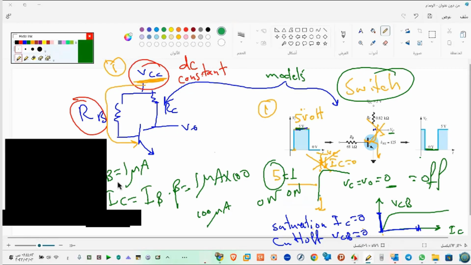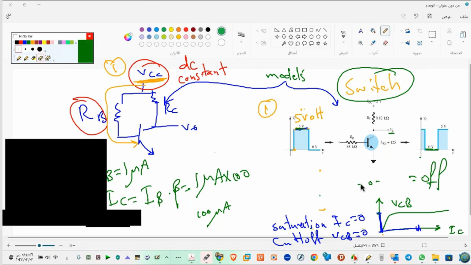See here again, I have one here, that means saturation. IC is 0, no current here. That's when I connect, I will drop this one to the ground. Now another case, cancel this, and let's return back to the same graph. Let's study the second case.